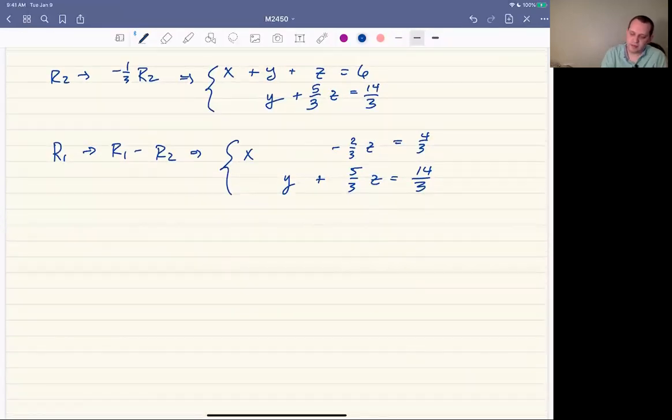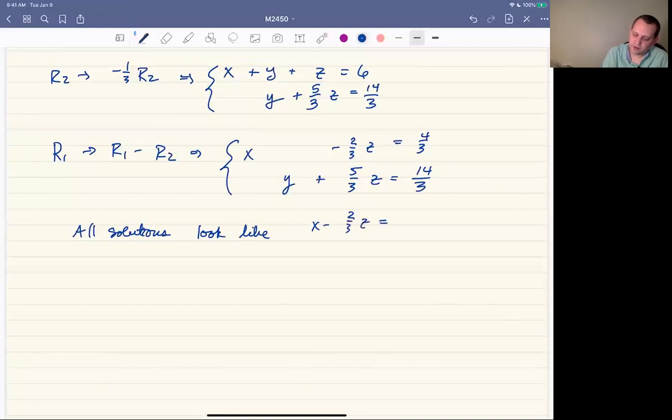So it turns out that all solutions to the system look like x minus 2/3 z equals 4/3, and y plus 5/3 z equals 14/3. And we'll talk about geometrically what that's going to look like, but the way that we can figure out geometrically what it's going to look like a little easier is that we're going to parameterize our solution. So any point x, y, z that satisfies those equations will be a solution for us.